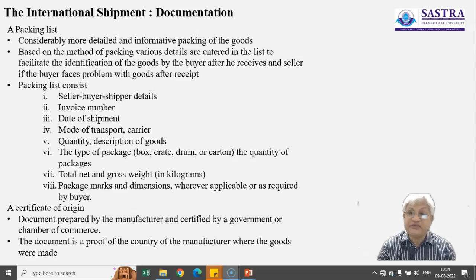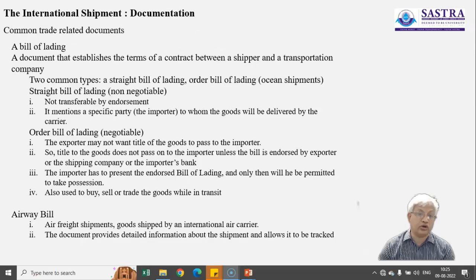So, this certificate of origin is a document of proof that is certified by a government or a chamber of commerce. This document is essential because the customs in the buyer's country need evidence that the goods imported by the importer belong to a country where certain duties are applicable. The document is a proof of the country of the manufacturer where the goods are made. So that is about the packing list and the certificate of origin.